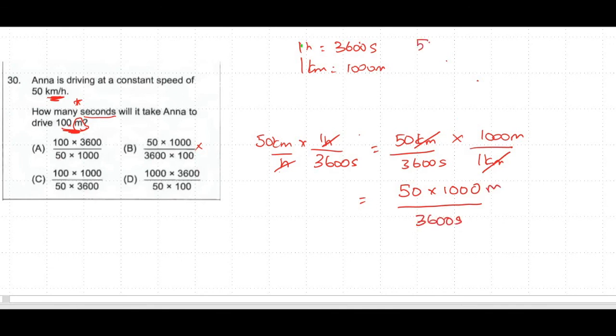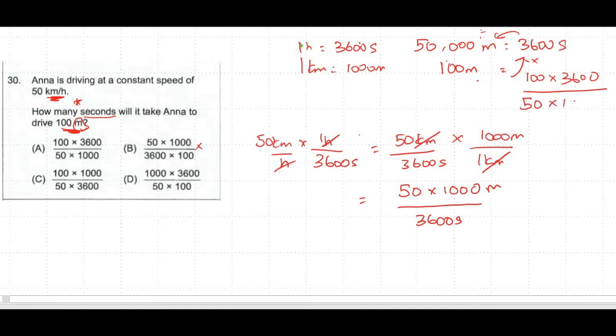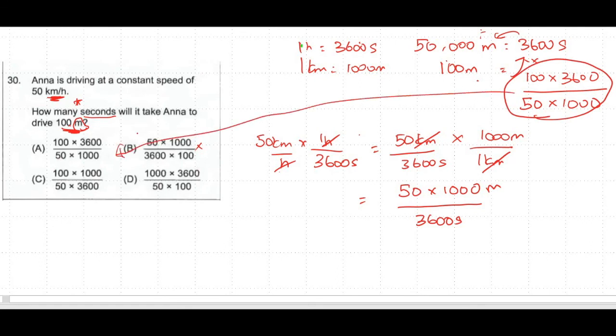It means that 50 times 1000 meters equals 3600 seconds. But I only want to know 100 meters. So what I do is 100 meters equals this one times this one divided by this one. So it's 100 times 3600 divided by 50 times 1000. So this is the correct answer, and this is actually here. Okay?